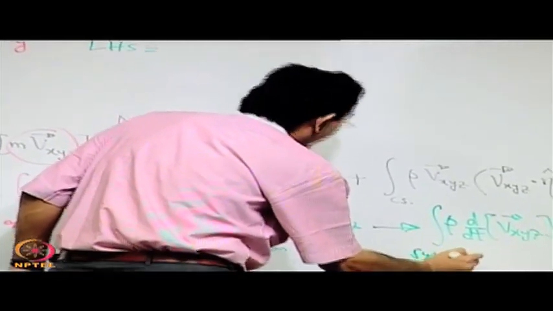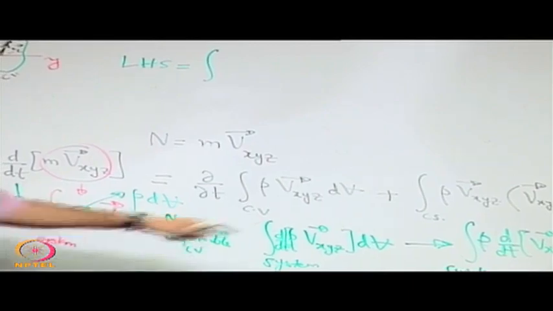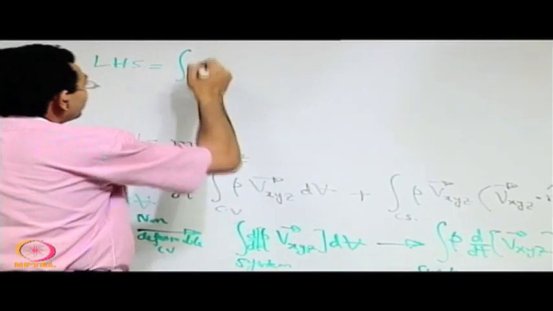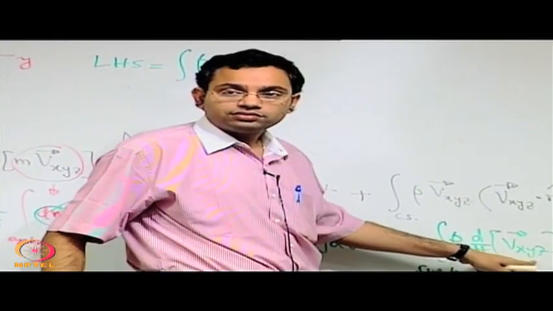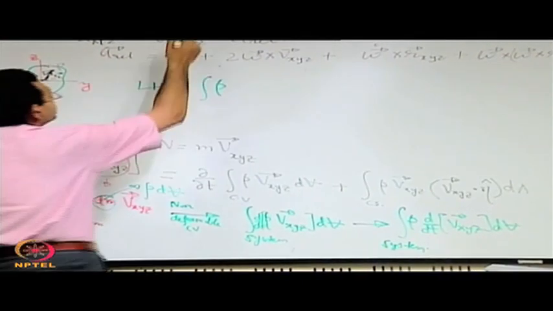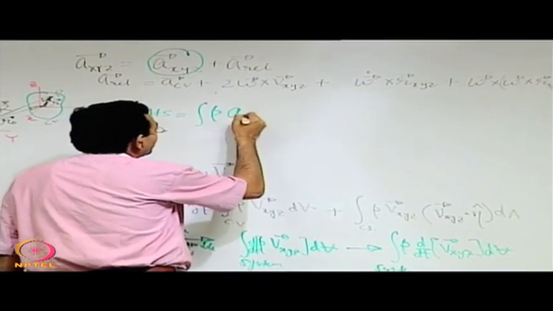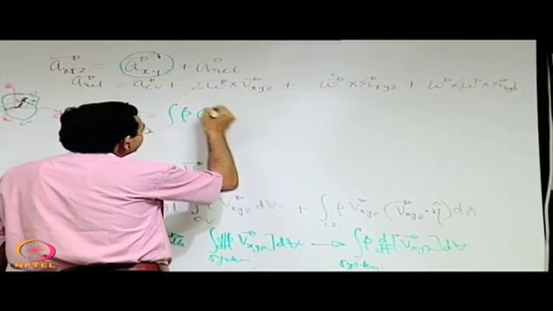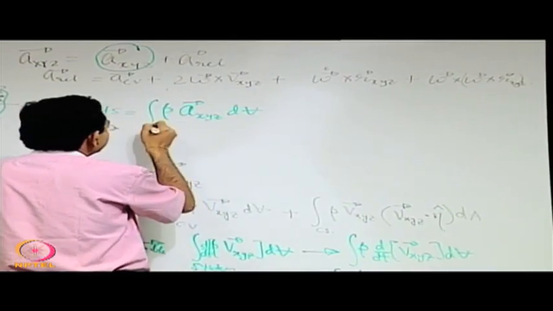We have to keep in mind the assumptions that we made. So, you have the rho, and what is d/dt of v small x y z? This is the acceleration in small x y z that appears here. So, this is rho times acceleration small x y z, dV, for the system.